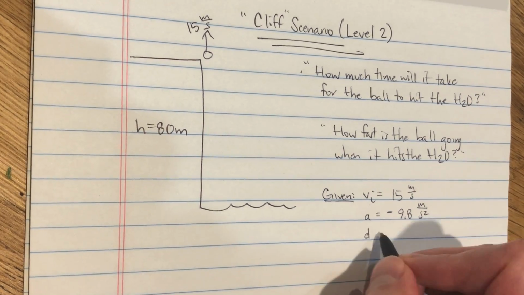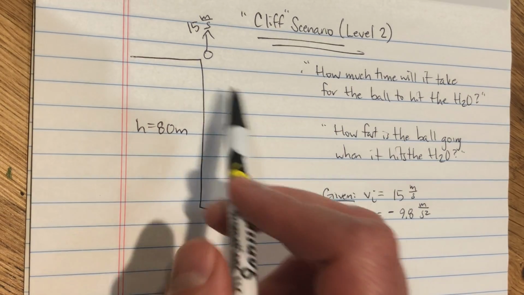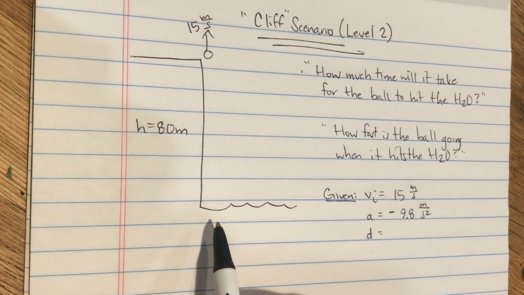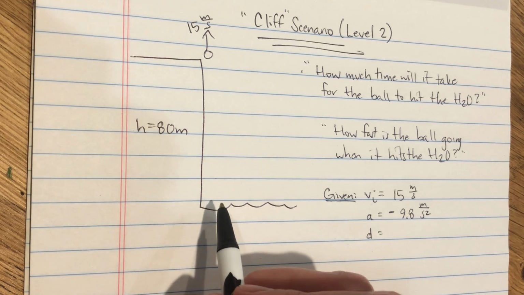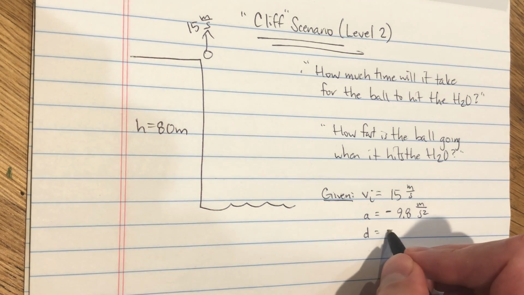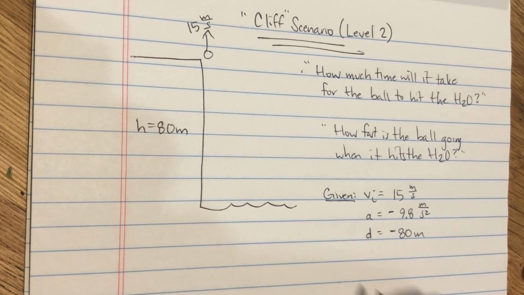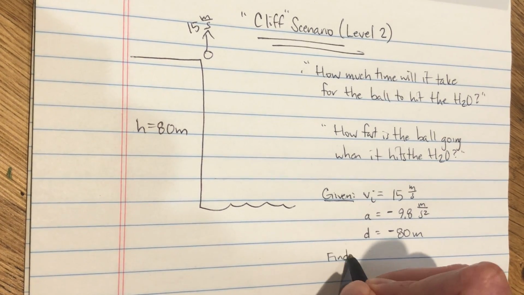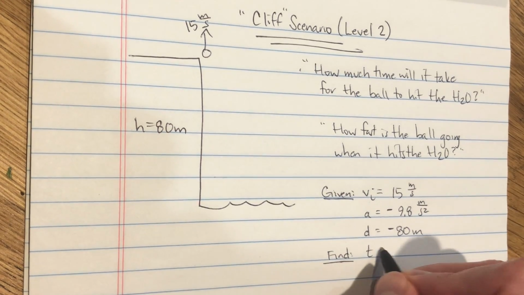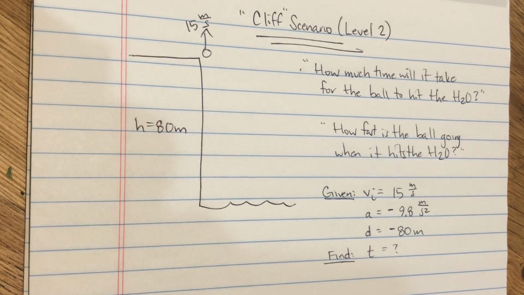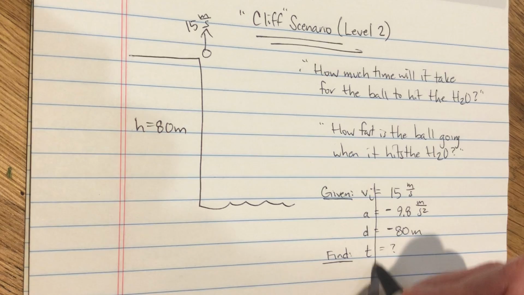And then displacement is not going to be 80 meters. Displacement is where something ends up compared to where it started. Well, it ends up 80 meters below where it started, so displacement is negative 80 meters, not 80 meters. And then we want to find, in terms of our equation variables, at least starting off, t. How much time it takes for the ball to hit the water.